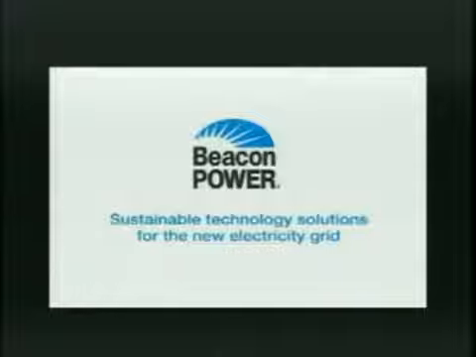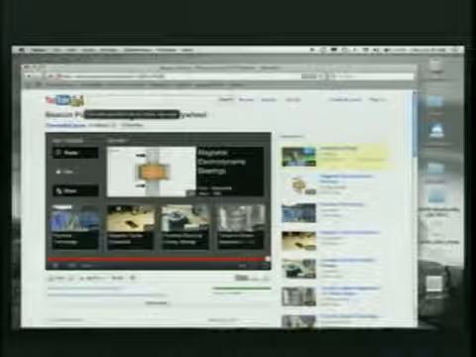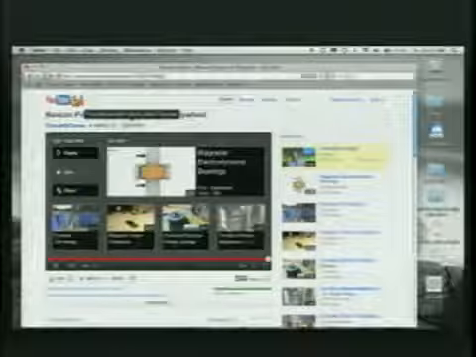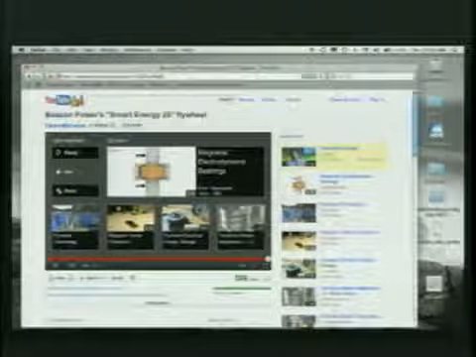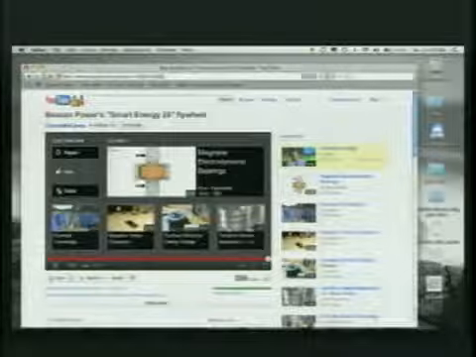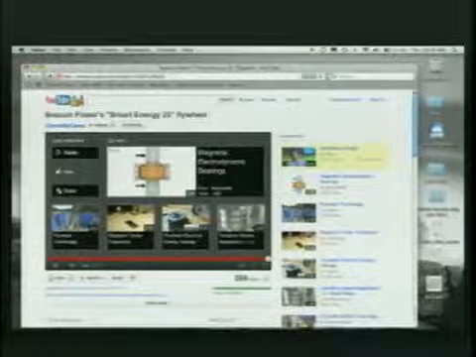Okay, so I showed you this. This is really interesting to me. Beacon Power is a company on the East Coast, and earlier this year they opened up a 20 megawatt energy storage facility using these big, massive flywheels you saw there.